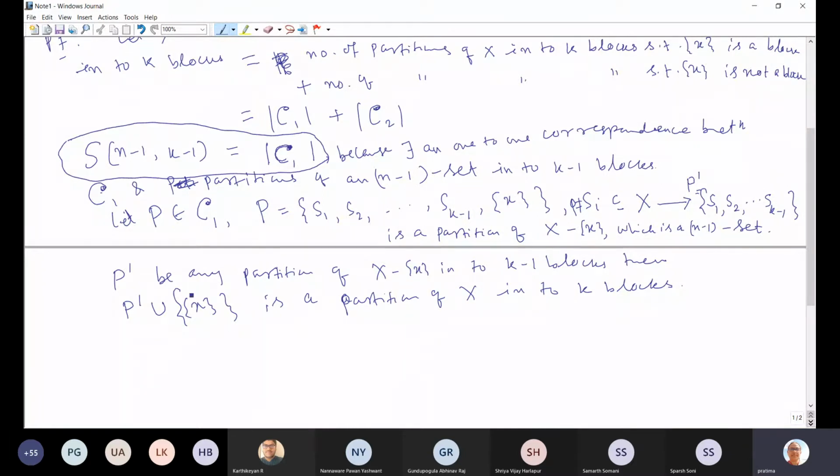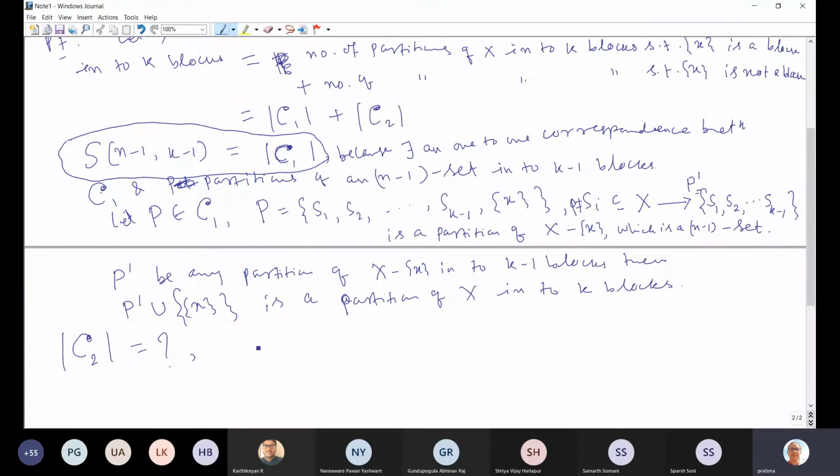So this is how we get this equality: the cardinality of C1 will be equal to S(n−1, k−1), that is, the number of partitions of an n minus 1 set into k minus 1 blocks. Fine. So one part we have done, the cardinality of C1. Next we shall find the cardinality of C2. What is C2?